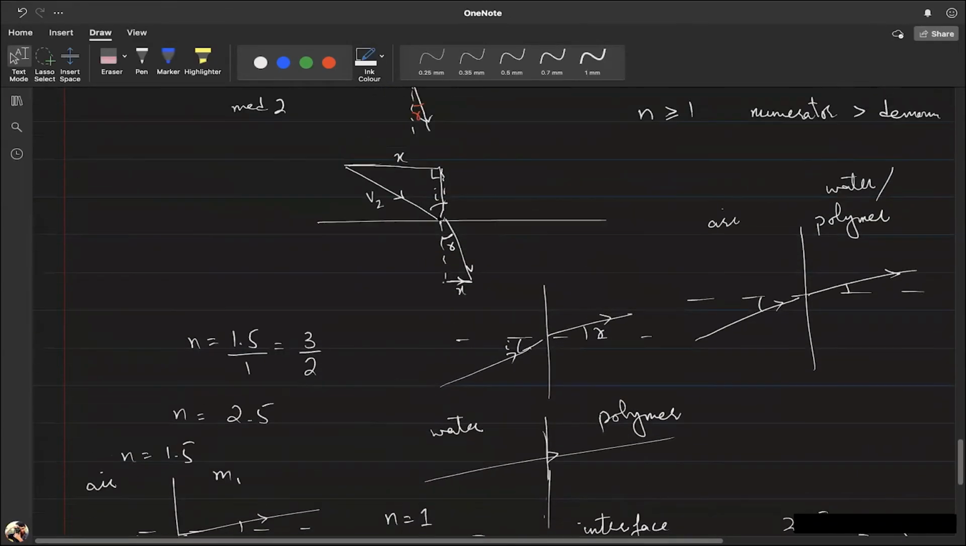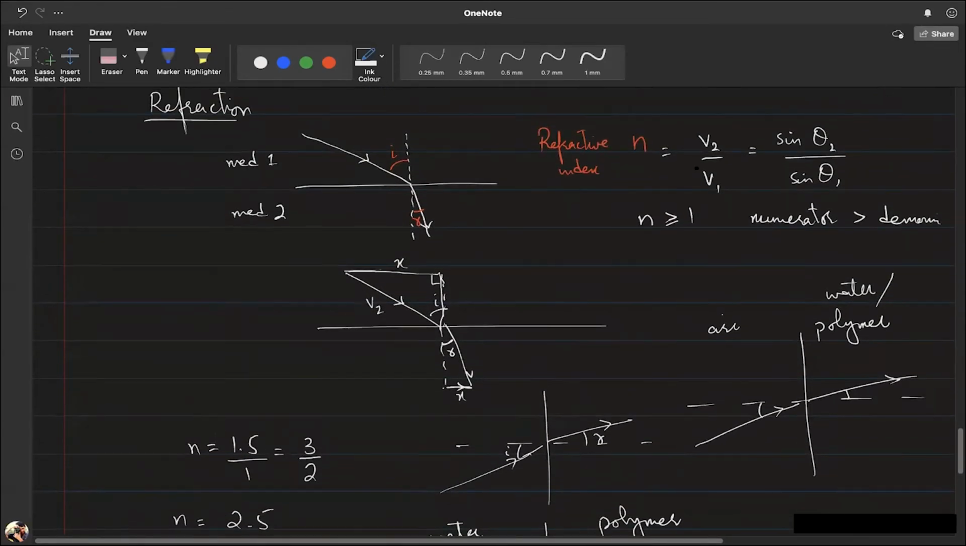Okay, so that's the idea of refractive index. The first rule was simply this: the refractive index is the ratio of the speeds, and we call this Snell's law. This is a very simplified version of Snell's law.